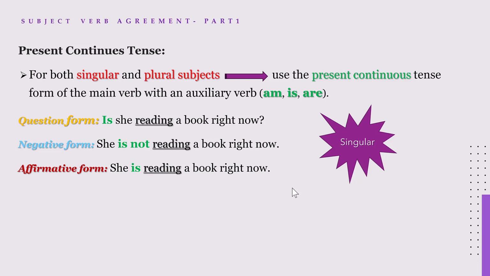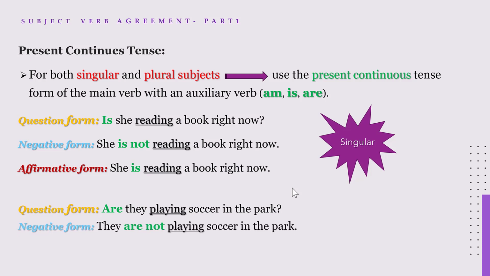Let's move on to some examples with plural subject. Are they playing soccer in the park? They are not playing soccer in the park. They are playing soccer in the park.